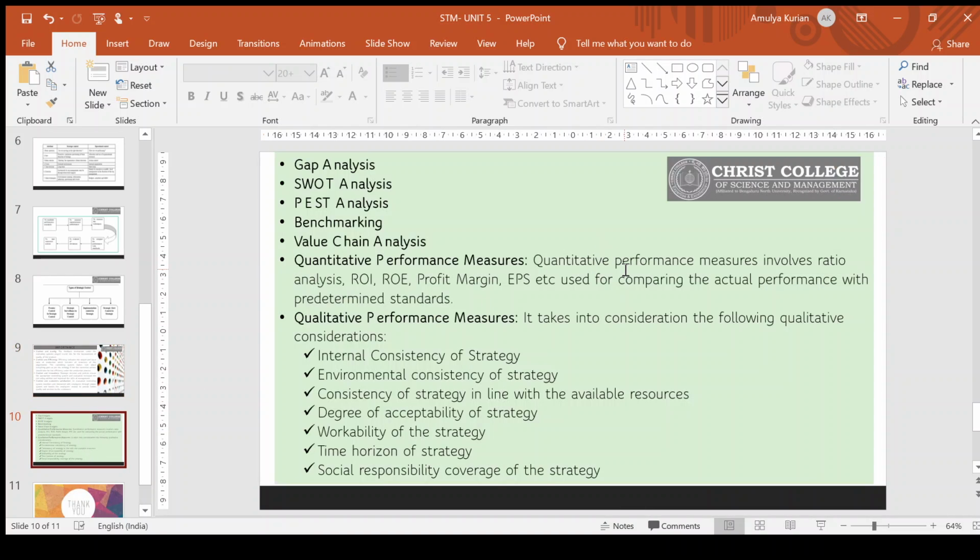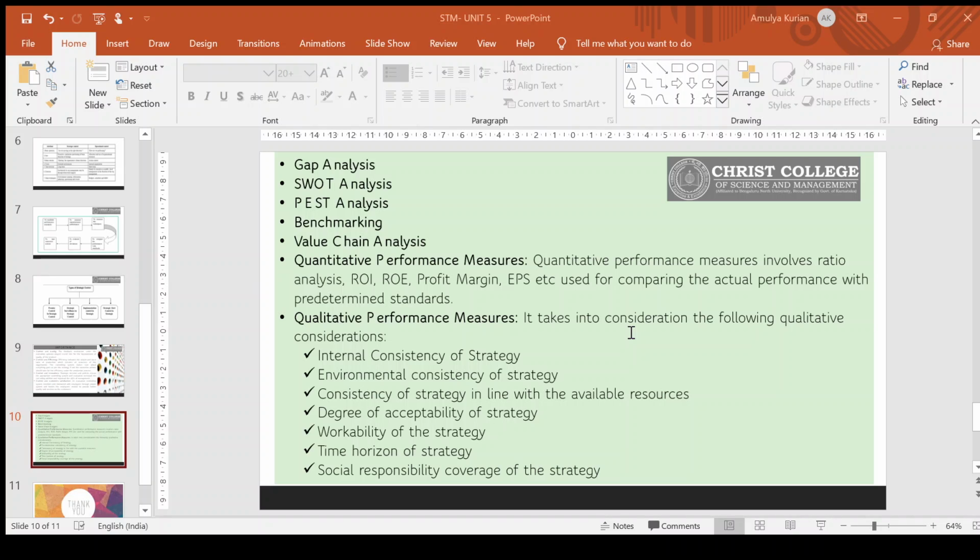The last one, what are the different methods or techniques used for strategic evaluation and control? First one is gap analysis. This is one of the techniques which can identify the gap between the actual achieved performance and expected performance. SWOT analysis we have already dealt with. PEST analysis, again we have read through it in detail in the second chapter.